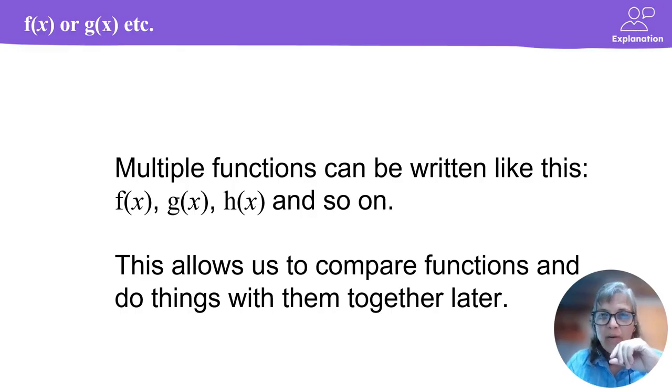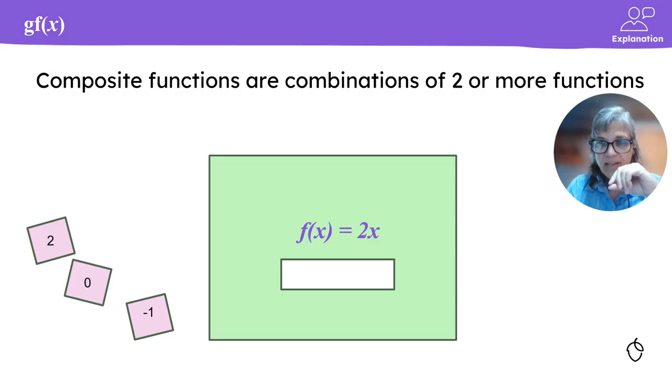When we started to talk about a function, we said it's a little bit like a machine with a slot in it. We stick values through the machine and different values come out the other side. Well, a composite function is something that combines two or more functions. So you might end up with a composite function like gf of x. Well, what does that mean?